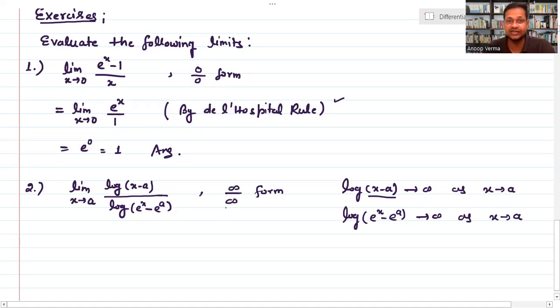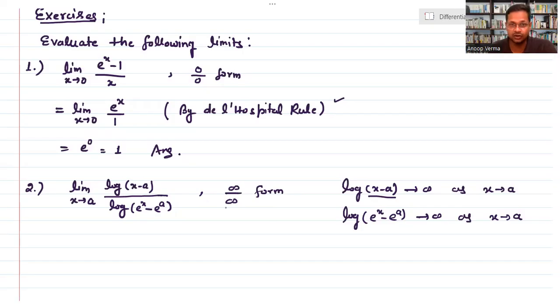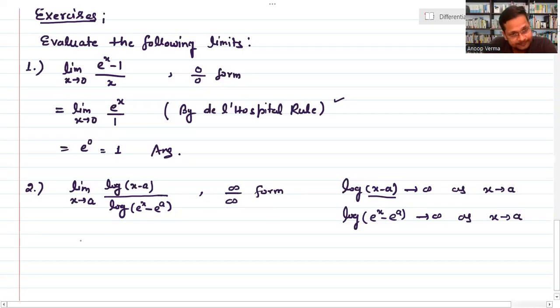So we know that for infinity upon infinity, we can also take the derivatives. We can also apply the L'Hospital rule. So this will be limit x tending to a. I am taking the derivative. The derivative of log is 1 upon x, so it will be 1 upon x minus a. Here e to power a is a constant, so here also this is 1 upon e to power x minus e to power a.